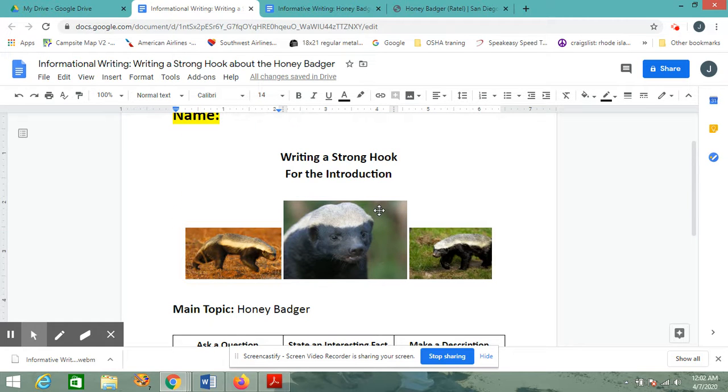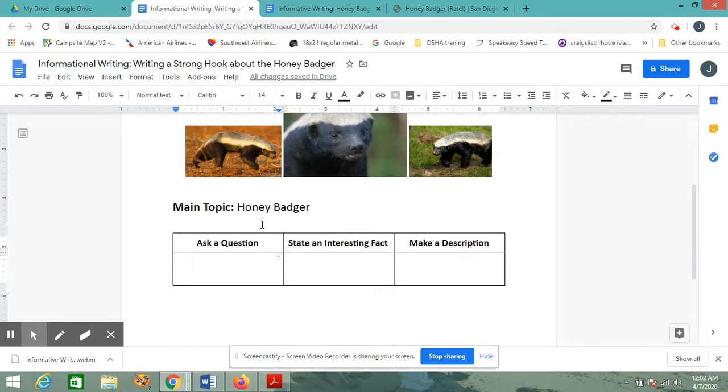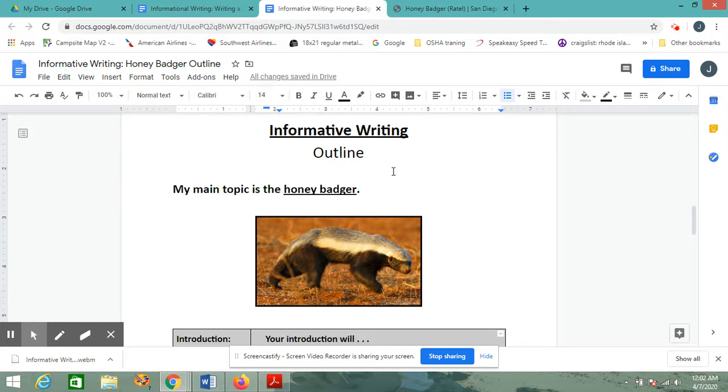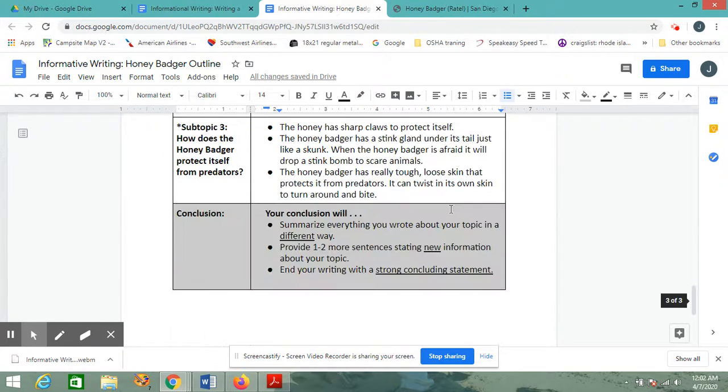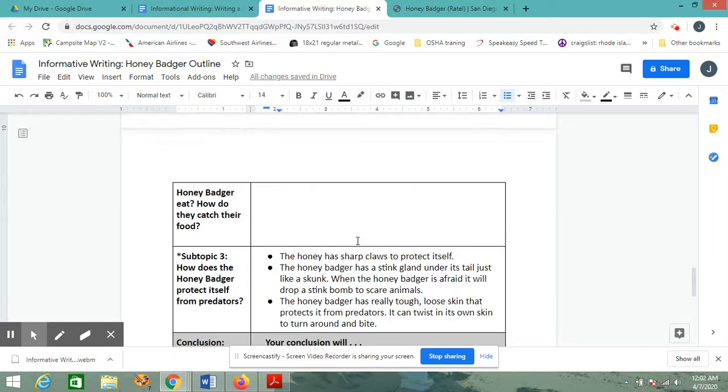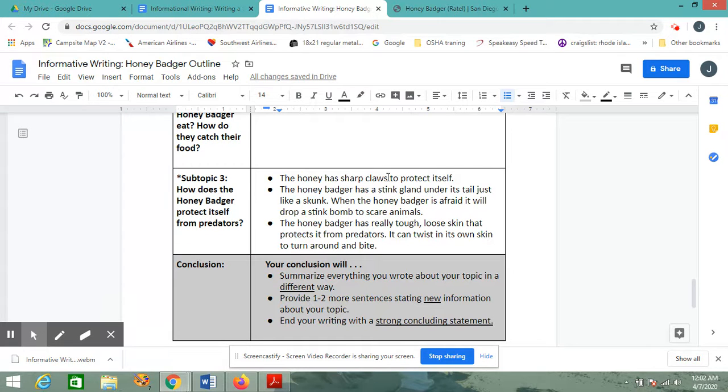I'm just going to practice writing a hook. There are basically three ways we can do this. We've got our honey badger here. We could ask our reader a question, we could state an interesting fact, or we can make a description. I'm going to show you what those three examples might look like. If I want to ask my reader a question, I have to go to the information I have about the honey badger. You guys have lots of stuff. I only have subtopic 3 in mind, but I'm going to use something from here.